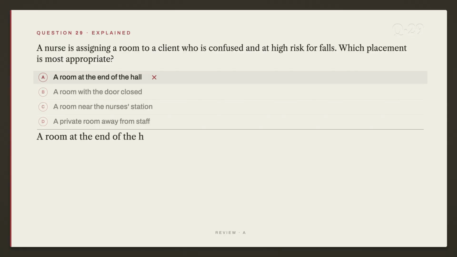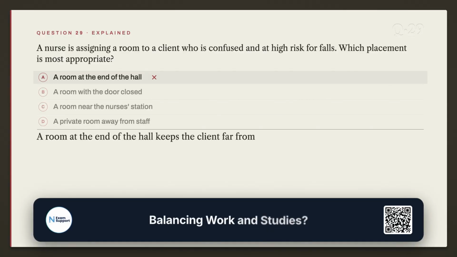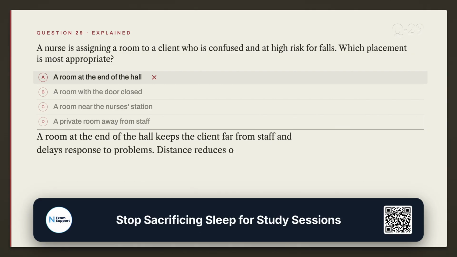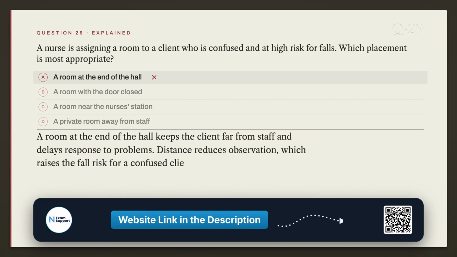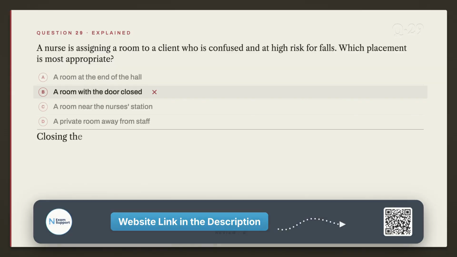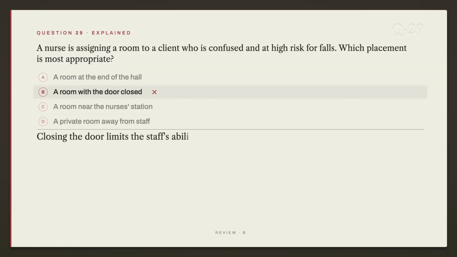A is wrong because a room at the end of the hall keeps the client far from staff and delays response to problems. Distance reduces observation, which raises the fall risk for a confused client. B is wrong because closing the door limits the staff's ability to see and hear the client.